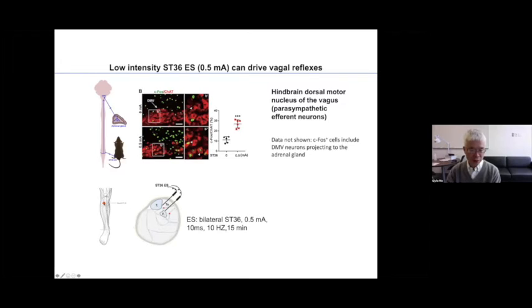So here's what we did. In mice, we used a pair of electrical needles separated by 1 millimeter, inserted through the analogous ST36 region, about 3 millimeters into the anterior tibialis muscle, with the needle tip very close to the deep peroneal nerve. This 15 minutes of electrical acupuncture stimulation can activate the vagal efferent neurons, as shown by c-Fos induction, even with a low electrical intensity. We can also show that some of the c-Fos-positive neurons project to the adrenal gland.